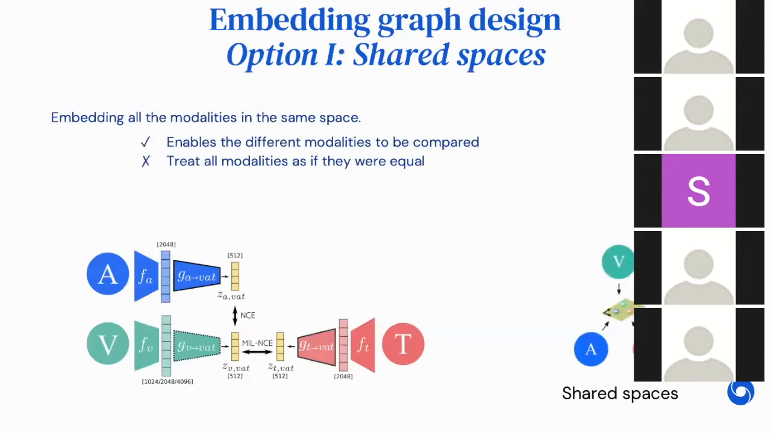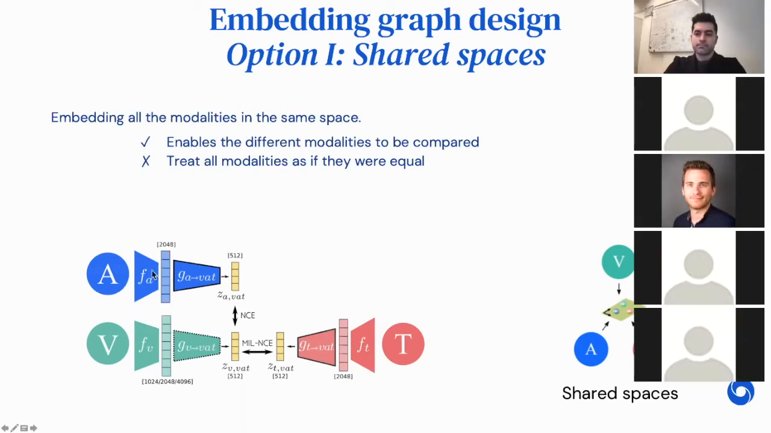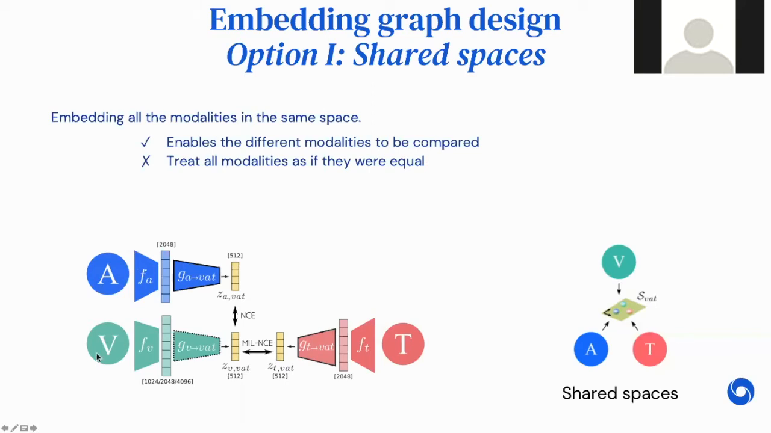So the first option that may come to mind, and I guess it's maybe the most natural, is what we call the shared space. In that case, what you can do is basically take your audio modality, your video modality, and your text modality, and embed them in the same dimensional space, for example, of size 512. And all of them live in the same space because you can compare the video and the text with the same representations that you use to compare the video and the audio. So in a sense, that one is nice because it enables comparing the different modalities easily because they all live in the same space.